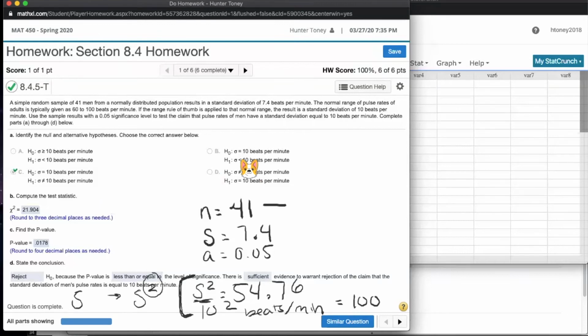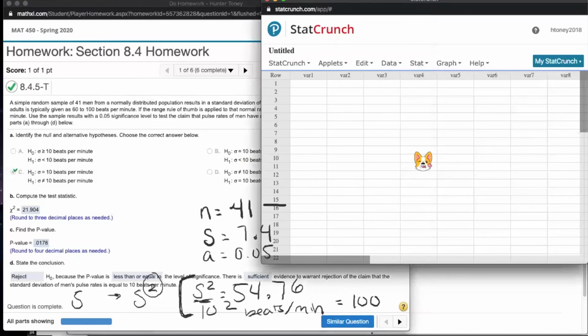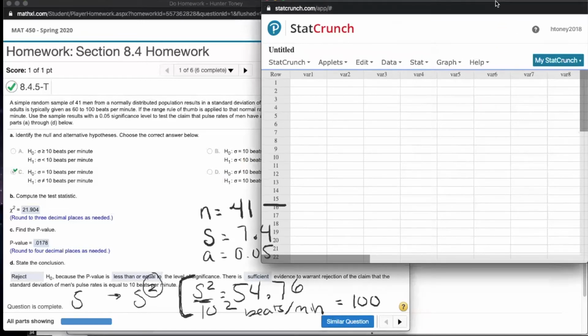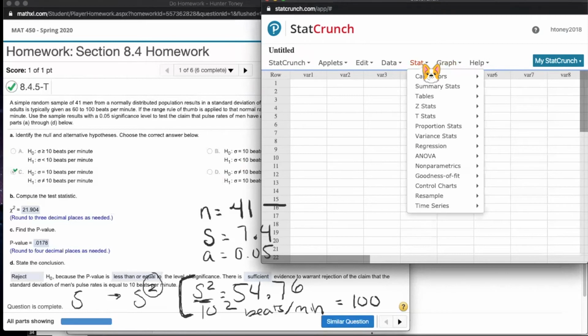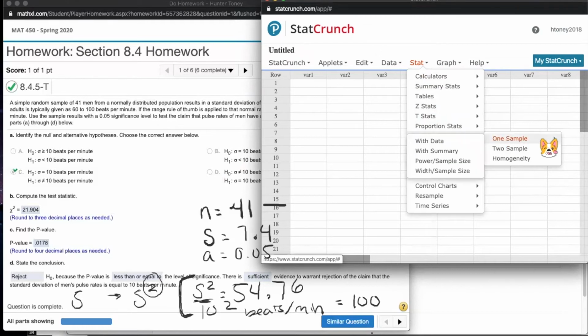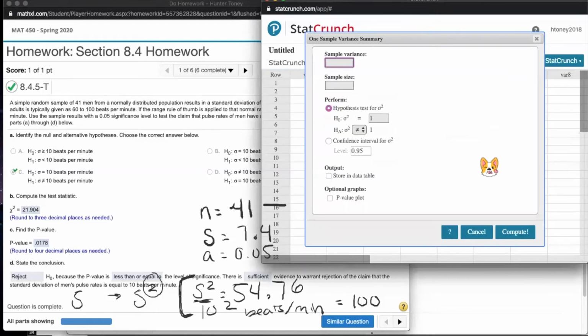So I'll show you how to plug that in now. I just wanted to go over that in a little bit more detail just to make sure it wasn't too confusing. So if we go up to Stat, like we have been for this chapter, you'll notice that there isn't a standard deviation stat, but there is a variance stat. So because we know the relationship between variance and standard deviation, we can use Variance Stats, One Sample, and we have a summary. So we can click that.